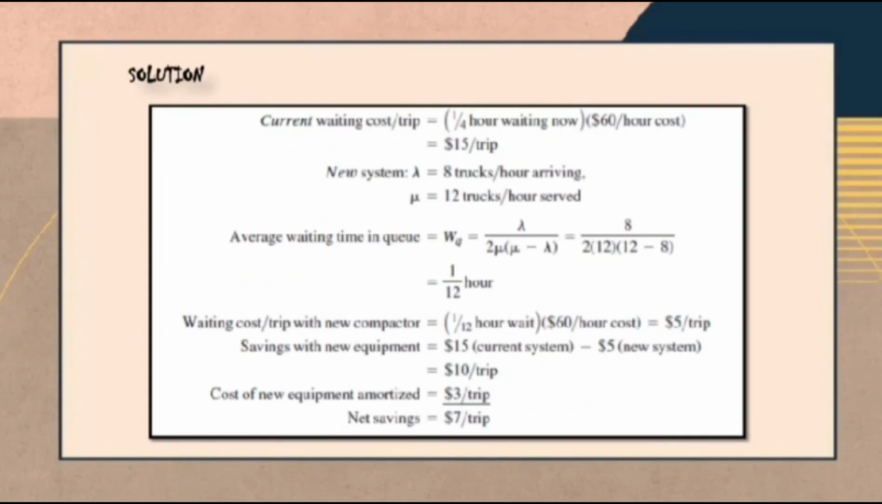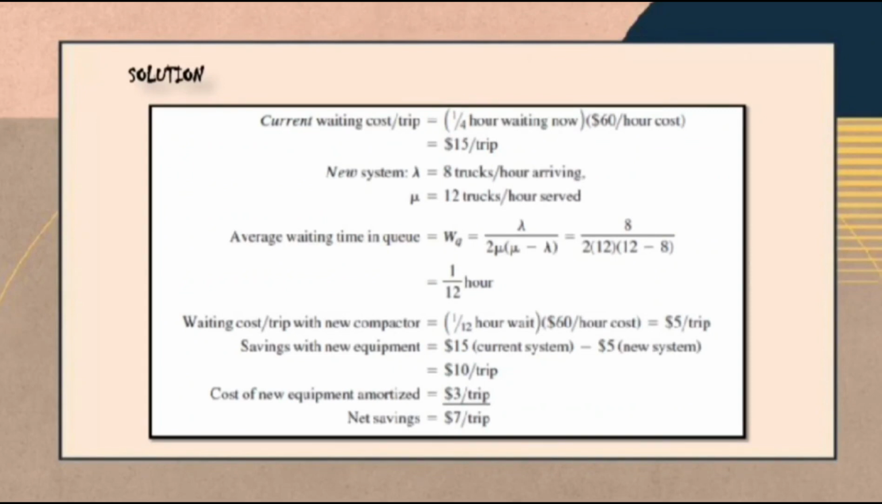So, as you can see in this slide, here is the solution and I am going to explain to you how we can solve it given the amortization of $3 per truck. First, we are going to solve for the current waiting cost per trip. As mentioned earlier, unloading one truck takes 15 minutes. Since we will use hours as the unit, we convert the 15 minutes of unloading into hours.